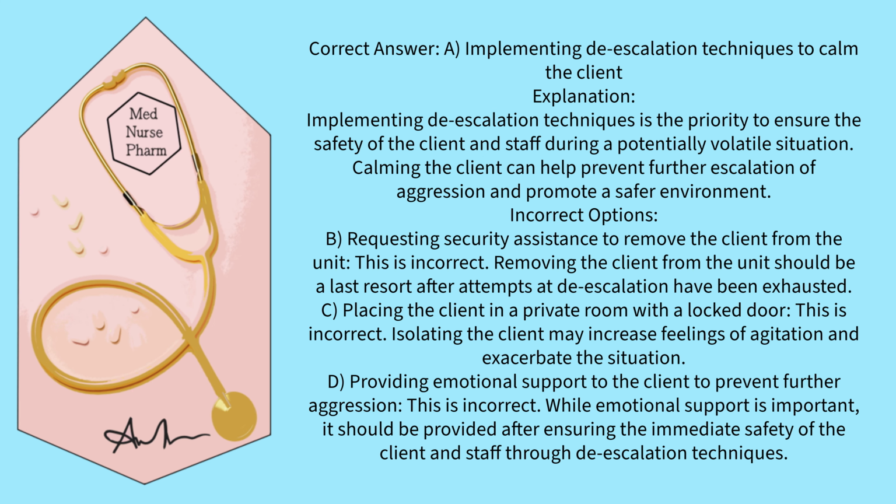If you chose option A, you are correct. Implementing de-escalation techniques to calm the client. Implementing de-escalation techniques is a priority to ensure the safety of the client and staff during a potential volatile situation. Calming the client can help prevent further escalation of aggression and promote a safer environment.